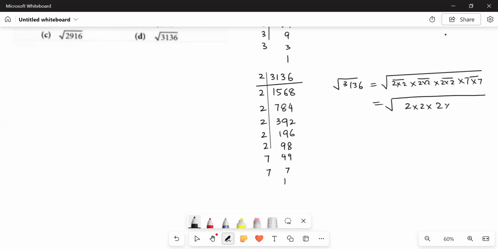Right, students? Just cut it down. Then you will get 8 into 7, which is 56. It means 3136 is the perfect square of 56, and the square root of 3136 is 56.